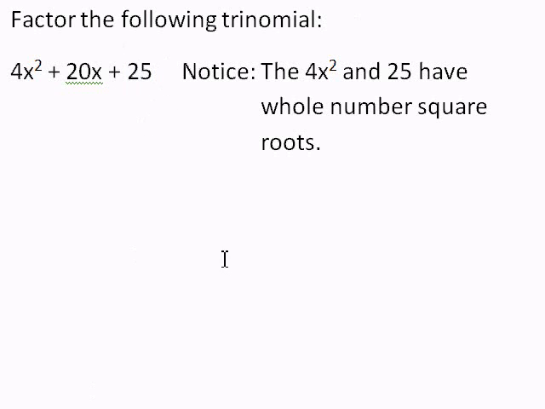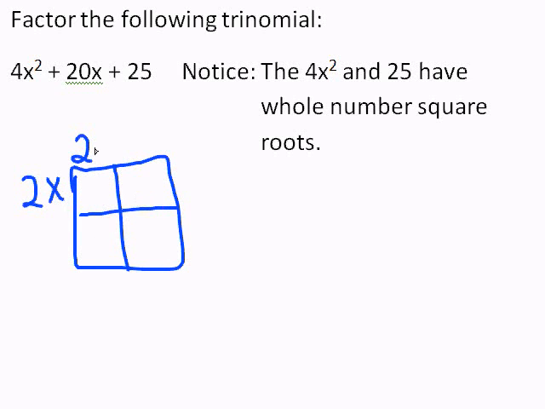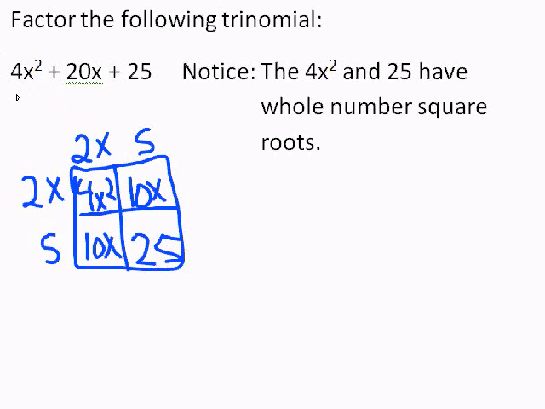Anytime this happens, it's a good idea to go ahead and split up your factors of 4x squared as 2x and 2x. For 25, we can split up into 5 and 5. Now, when we multiply that out, 2x times 2x gives us 4x squared. 2x times 5 gives us 10x, 2x times 5, 10x, and 5 times 5 is 25. Notice that when we split up these into their square roots, it gives us the correct factorization, because 4x squared plus 10x plus 10x, which is 20x, plus 25 gives us our original expression.